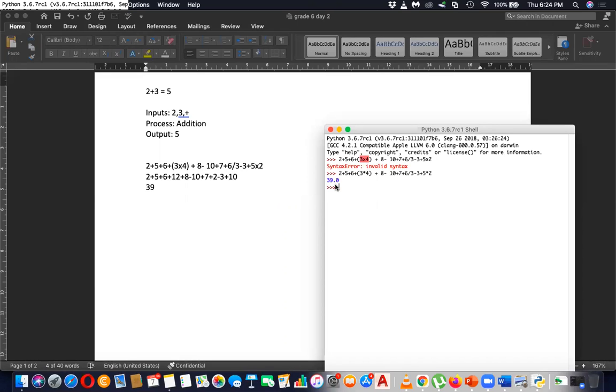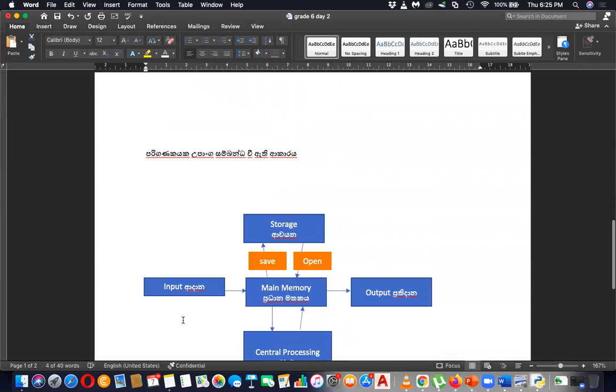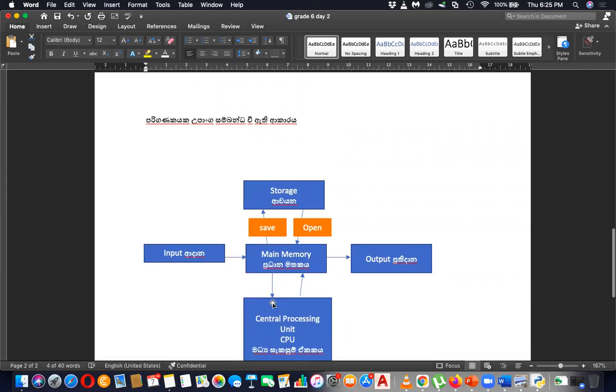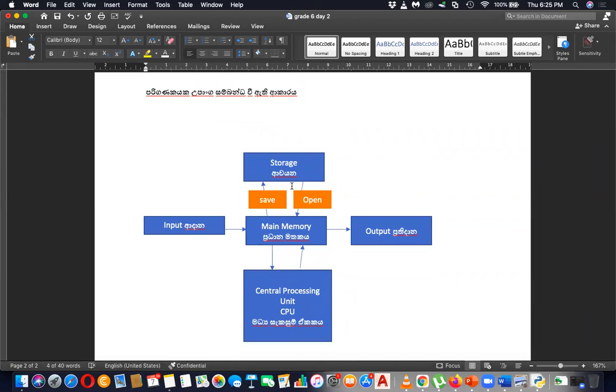Isn't that so? It took more time for us to do the calculation, step by step, but the computer did it quickly. With the inputs, it processes and gives the output. But remember how it processes: inputs will be sent to the main memory. Then if memory is not enough, it will be saved in external storage and opened one by one, then the calculation happens, and then it will be output.